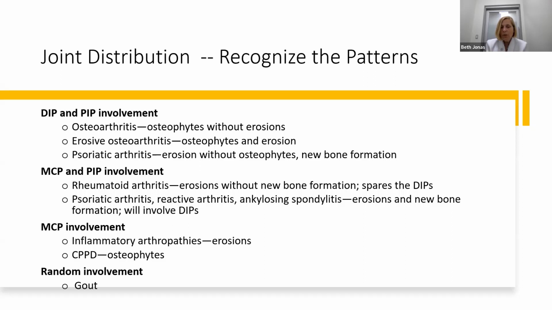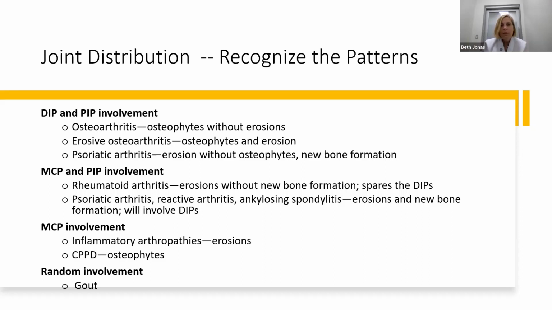MCP involvement is usually seen in the inflammatory arthropathies and CPPD. If you see hook-like osteophytes and MCP involvement, the classic presentation for CPPD arthropathy is second and third MCPs with the hook-like osteophytes. And gout can do whatever it wants to do. It's all over the place. It does not have a classical pattern. It's not usually symmetric. It's kind of random. But again, if you've got lumpy, bumpy soft tissues, and in one of these unusual patterns, you want to be thinking about gout. But gout can also present with a symmetric polyarthritis.